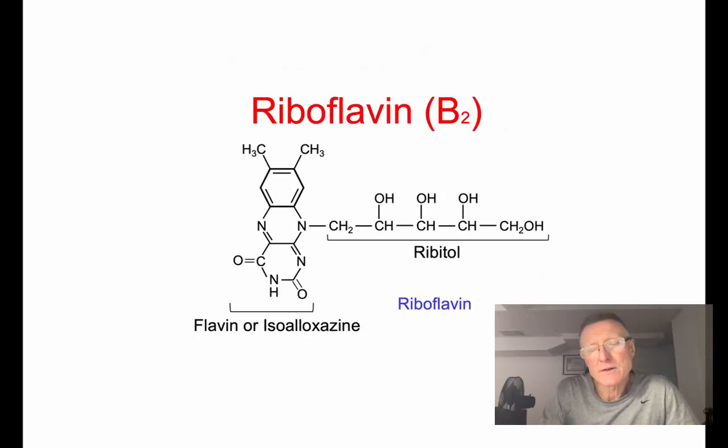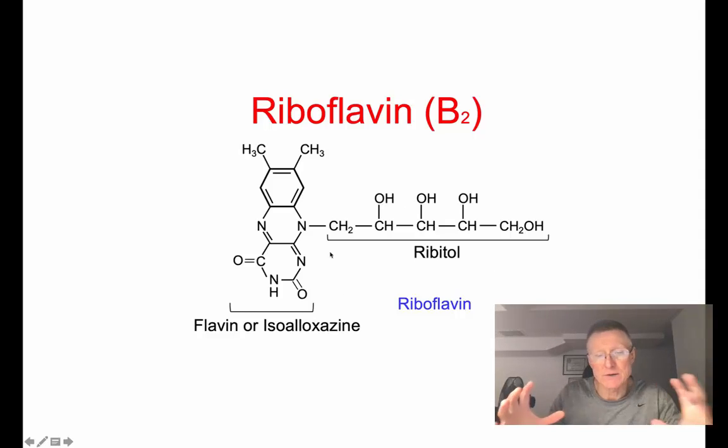So how does the molecule look? Riboflavin, or B2, can be divided in two parts here. We have on the left side the head of the molecule, the flavin or isoalloxazine, which is this cyclic compound here on the left. And we have a tail, a ribitol tail. And this is what makes the riboflavin molecule. It is the combination of these two portions, the head and the tail.